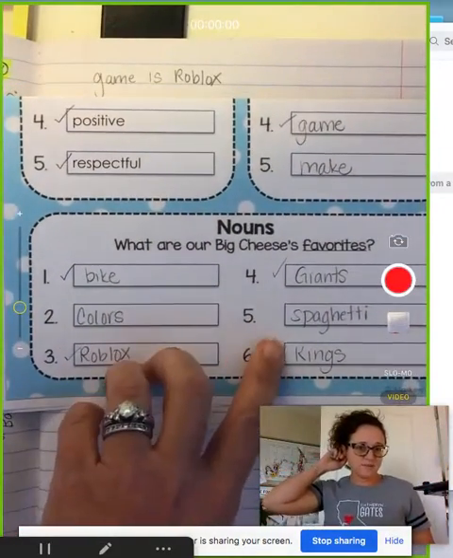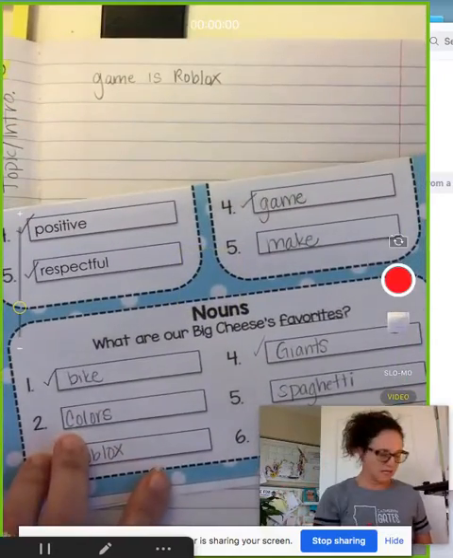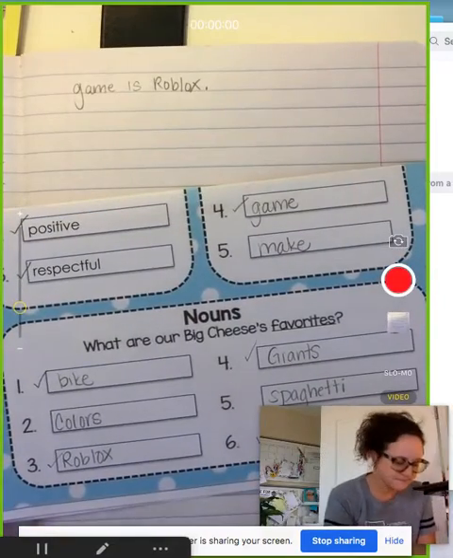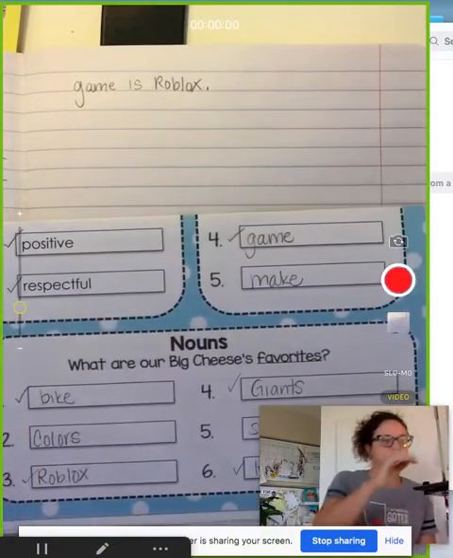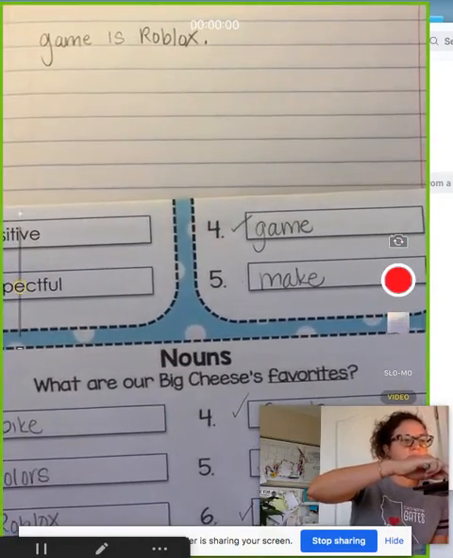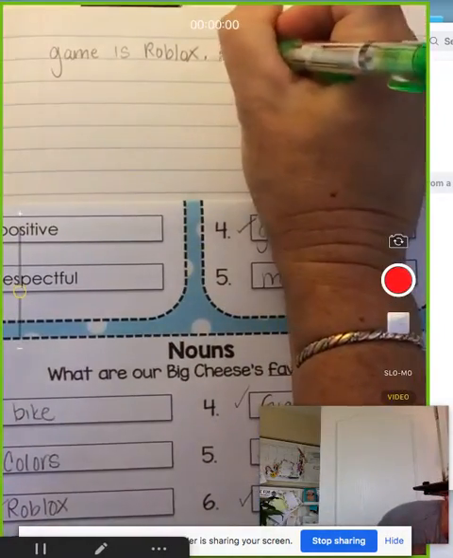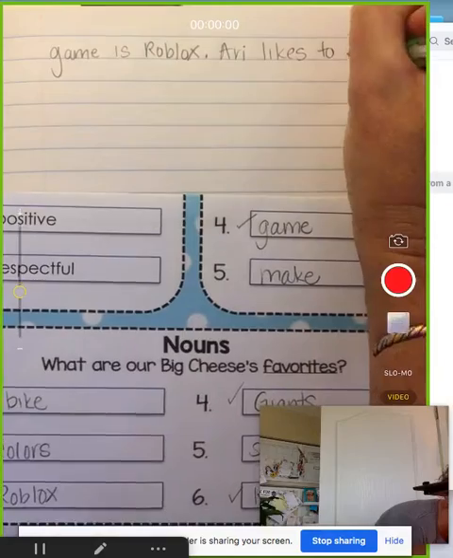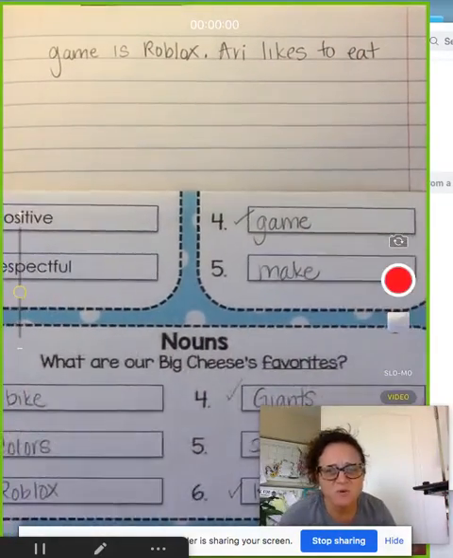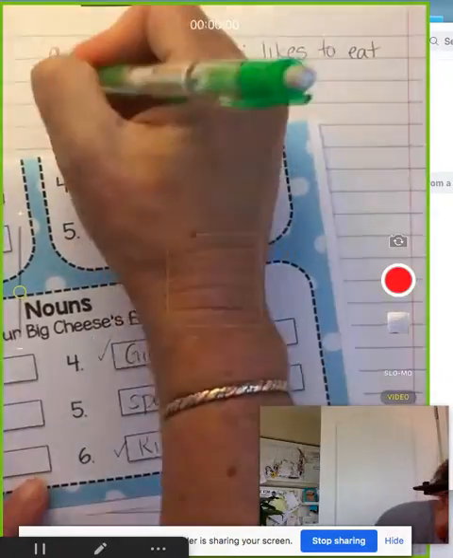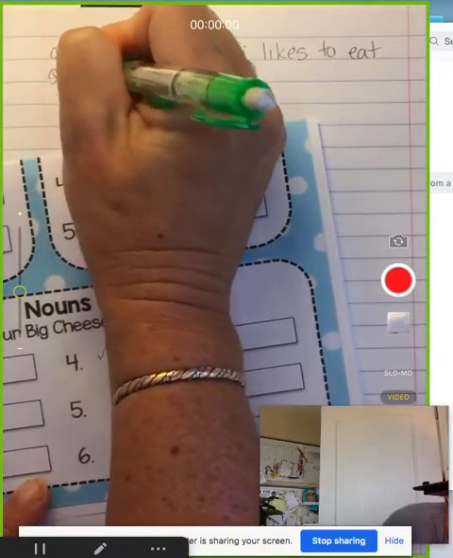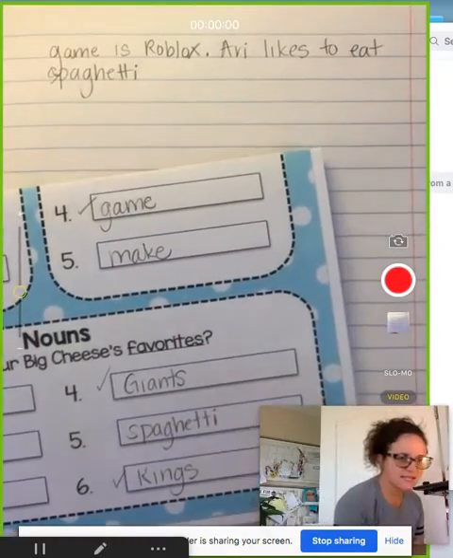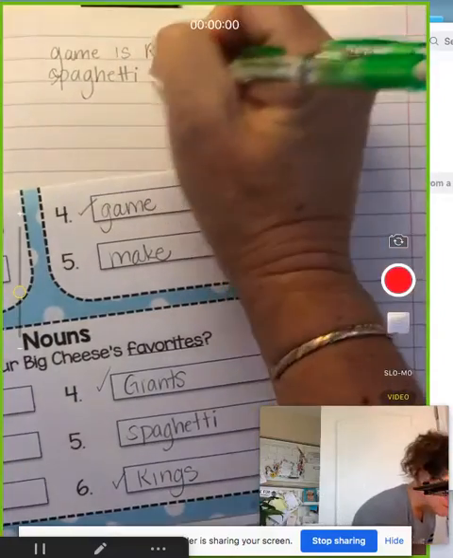So now we've just got spaghetti and colors. And remember, colors was the game he likes to play in the pool. So we've got, how about Carolina? Ari likes to eat spaghetti. Thank you. And spaghetti is one of those funny words with a silent letter in it. Spaghetti. Ari likes to eat spaghetti. Period.